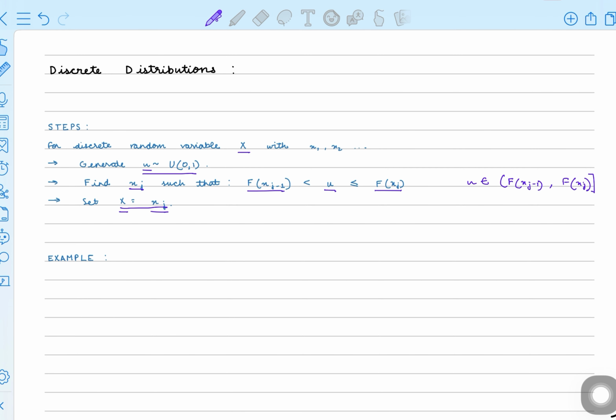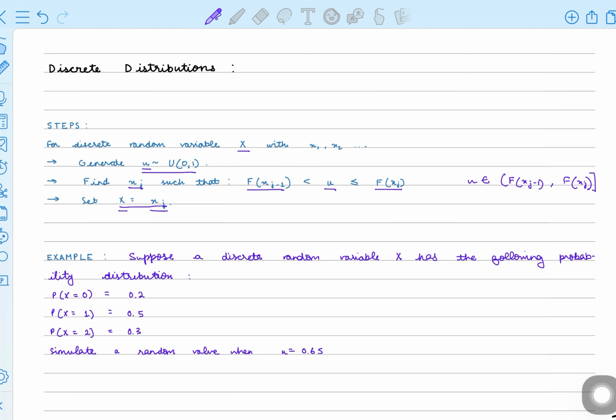Let's understand this with an example. The question says, suppose a discrete random variable X has the following probability distribution. The probability that X is equal to 0 is 0.2. The probability that X is equal to 1 is 0.5, and the probability that X is equal to 2 is 0.3. Simulate a random value when u is equal to 0.65.